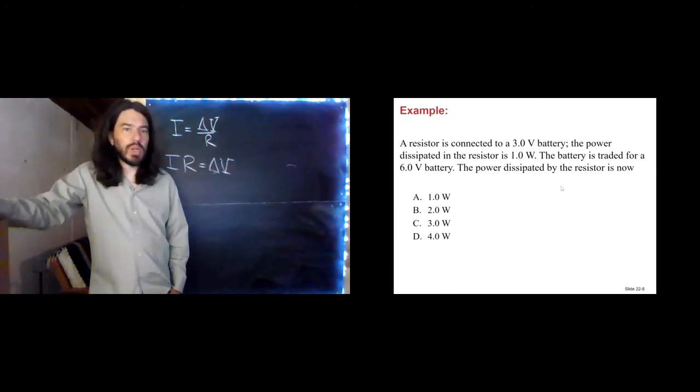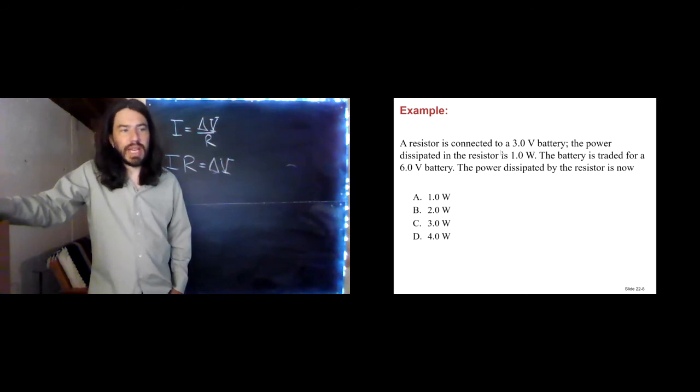Let's just do a real quick proportional thinking example. A resistor is connected to a 3-volt battery. The power dissipated in the resistor is 1 watt. The battery is traded for a 6-volt battery. What is the power dissipated in the resistor now? Is it 1 watt, 2 watts, 3 watts, or 4 watts? Why don't you pause the video, and I'll see you on the other side.